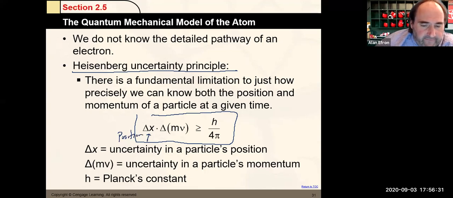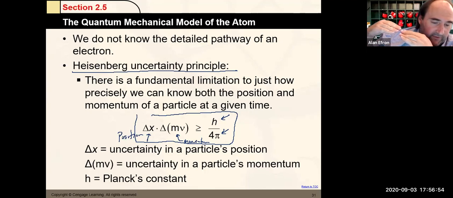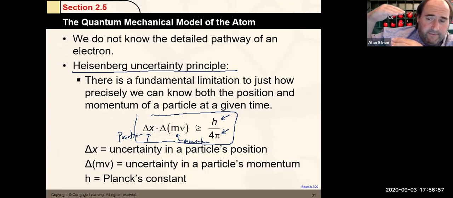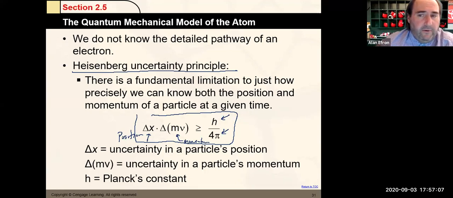And over here, delta m v is the uncertainty in its motion, how it's traveling, its momentum. And it's greater than or equal to h, which is Planck's constant, over 4 pi, where pi is our normal 3.14. Because it's greater than or equal to, you can almost think about it as an inverse relationship. As you learn more about something, you learn less about something else. As you know more about how it's moving, you know less about its position, and so forth. So there is a certain uncertainty in how a particle can move.